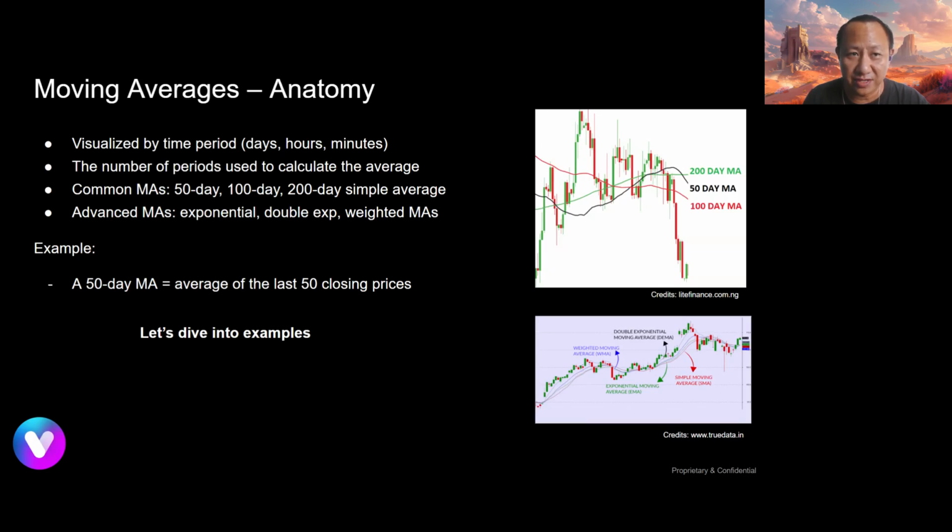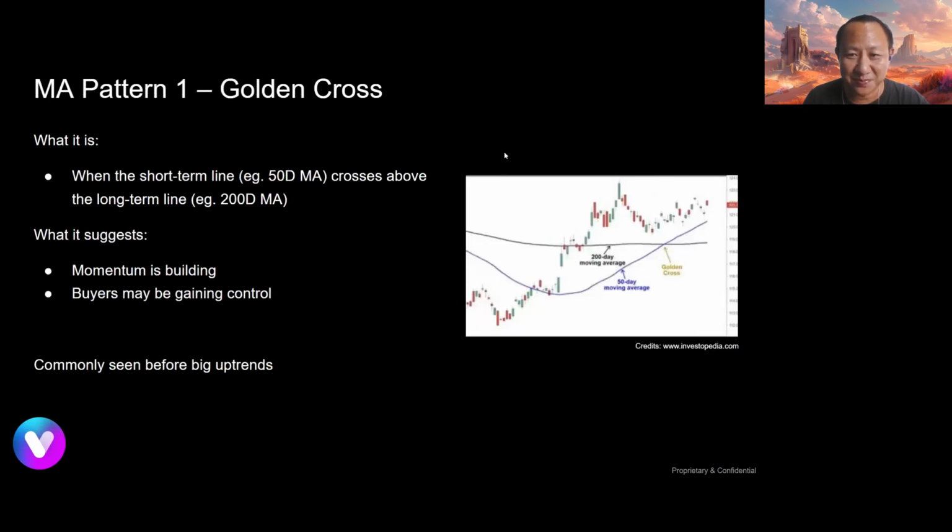So that's how to create a moving average, to plot a moving average on a chart. In the next few sections, we'll be going through some examples of moving averages. All right. So the first example is a moving average pattern called the golden cross.